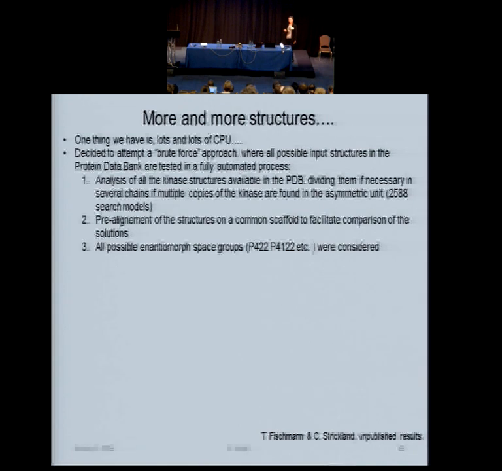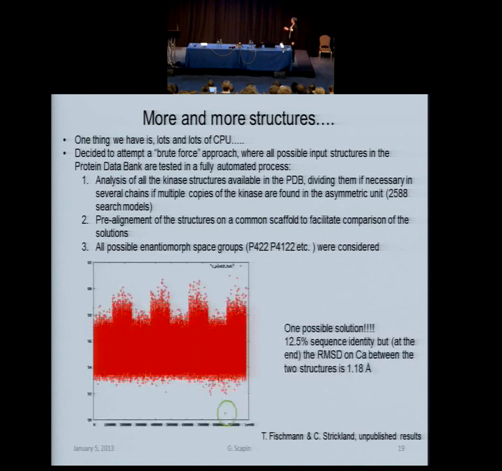And we ended up with about 2,600 search models. We looked in all possible enantiomer space groups, and also at the beginning, just for ease of work, we aligned all the structures on the same reference frame. The automated procedure was Amore to do the molecular replacement, then a packing check, rigid body refinement, and then 10 cycles of Refmac. And we started it all, and at the end of a week, I think, I don't even remember, a certain amount of time, we looked at the results.